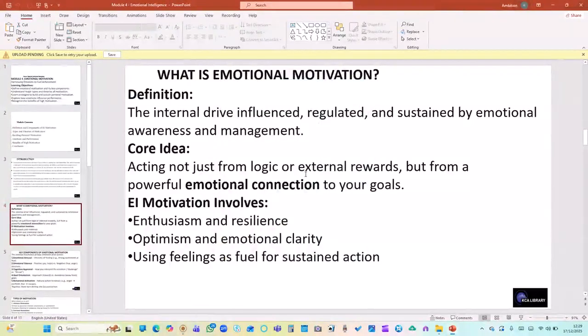In other words, it is the inner force that compels an individual to feel how such individual is feeling. So it is the inertia that prompted the emotion in an individual. Core idea: acting not just from logic or external reward, but from powerful emotional connection to your goal. So these are the forces that trigger emotion in an individual. Emotional intelligence motivation involves enthusiasm and resilience, optimism and emotional clarity, using feeling as fuel for sustained action.